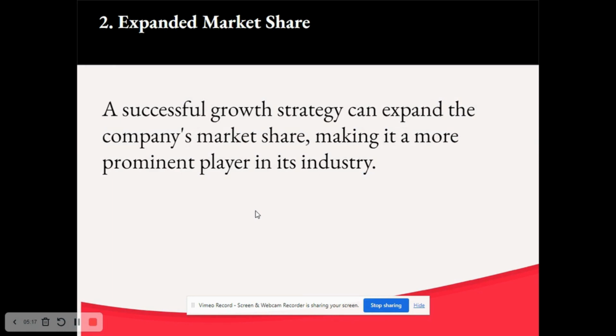Then two, it also helps you expand your market share, because if you are making profit and revenue, that means you are having an increase in customer base and an increase in sales. So definitely that's going to rub off on your market share. So a good growth strategy can expand the company's market share, making it a more prominent player in the industry. Having an effective and well-implemented growth strategy will help you increase your market share in your industry.